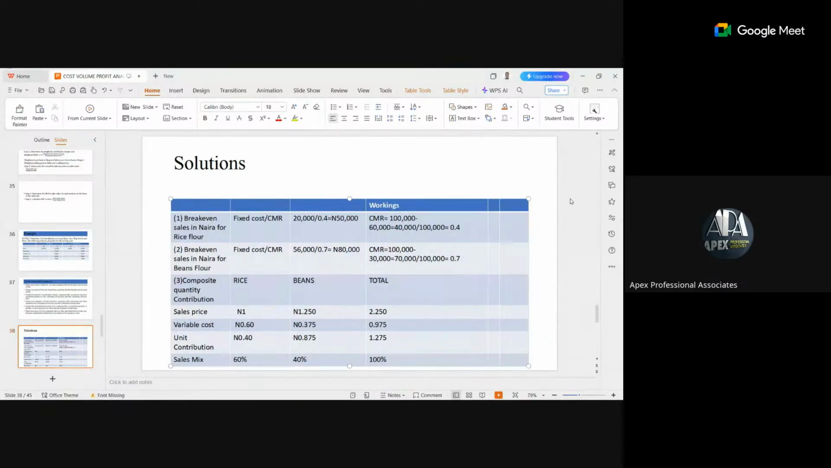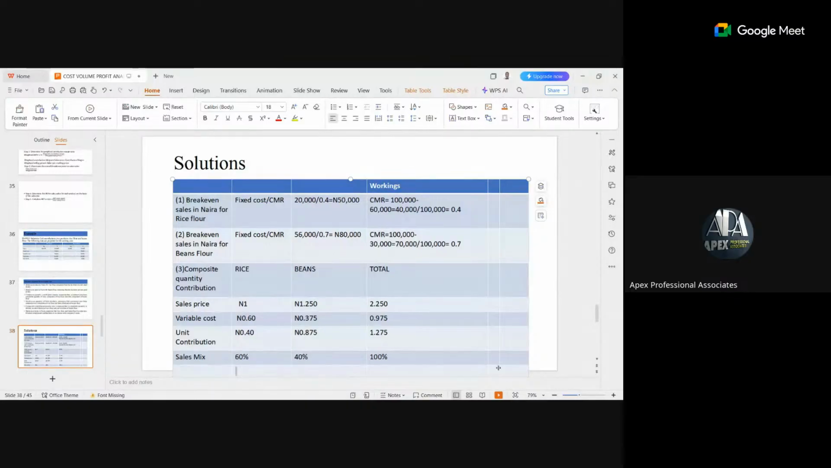Who can try? It's very simple now. There is no big deal here. It will be 60 over 100, 0.6 times 0.4. 0.4 multiplied by 0.6, this will give us what? 0.24. It's going to give us 0.24.